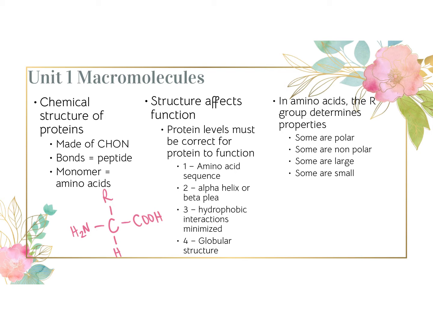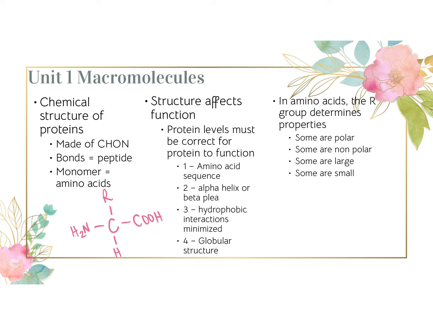The quaternary level of protein folding is what's called the globular structure, and that's where you have multiple chains coming together and interacting to form one functional protein. The last thing I want to talk about for Unit 1 is that in the amino acids, it's that R group that determines those properties.